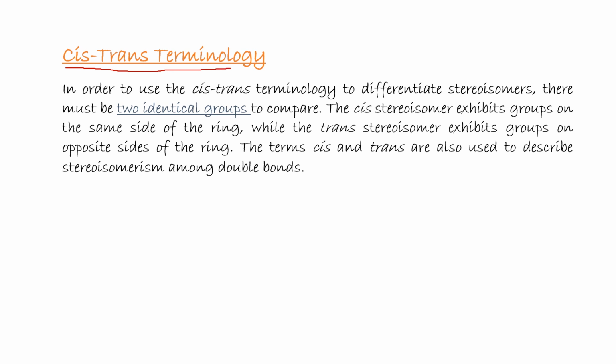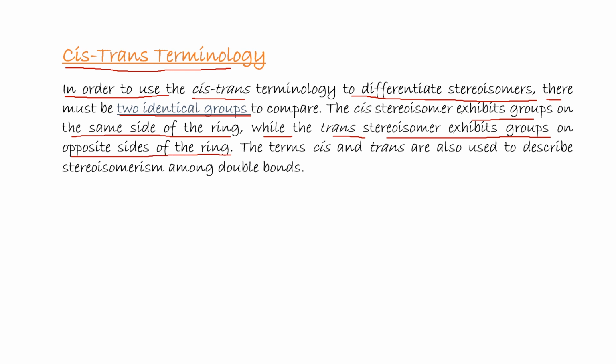Cis-trans terminology. In order to use the cis-trans terminology to differentiate stereoisomers, there must be two identical groups to compare. The cis stereoisomer exhibits groups on the same side of the ring or double bond, while the trans isomer exhibits groups on the opposite sides of the ring or of the double bond. The terms cis and trans are also used to describe stereoisomerism among the double bond.